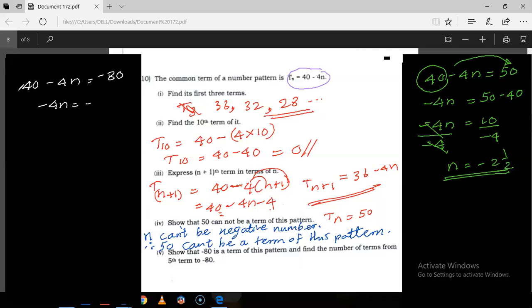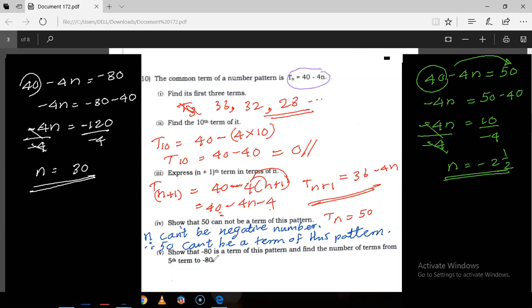Here 40 is there. Borrow this to this side, it becomes minus 40. Then minus 4n equals minus 80 and minus 40. How much here? Minus 120. Both sides divide by minus 4. n equals how much here? 30. n is 30, the 30th term is minus 80.